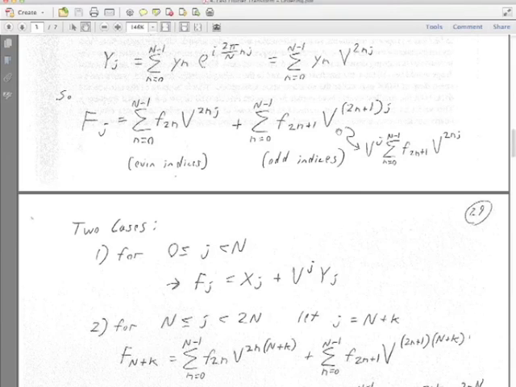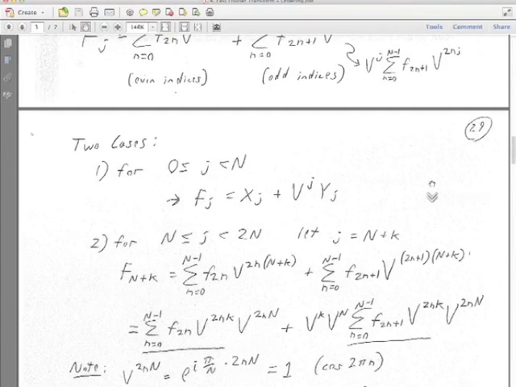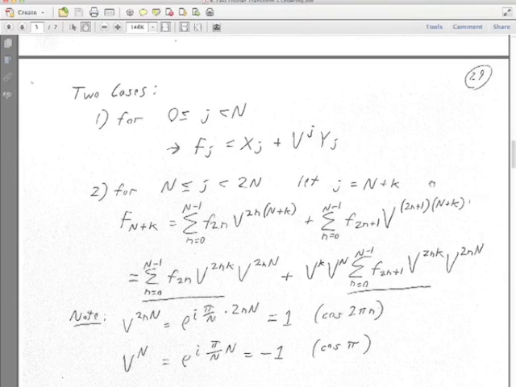So this is the doubling formula. Notice this extra 2n plus 1, we can bring that out of the summation as an extra v, basically factor it out of the summation. So it's really this Fourier transform plus v to the power of j times this Fourier transform. All right, so we'll go through these doubling formulas and develop a scheme for the whole Fourier transform, building up using the doubling formula. And then after we figure all that out, you'll see why it actually reduces the amount of computation time.